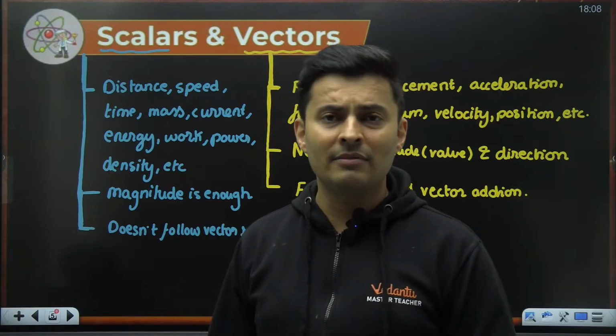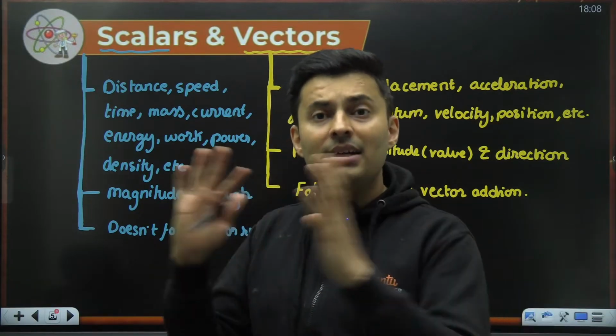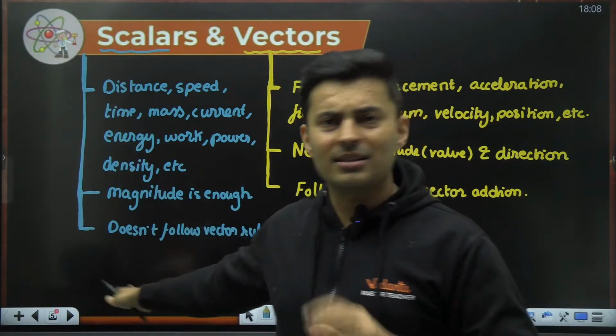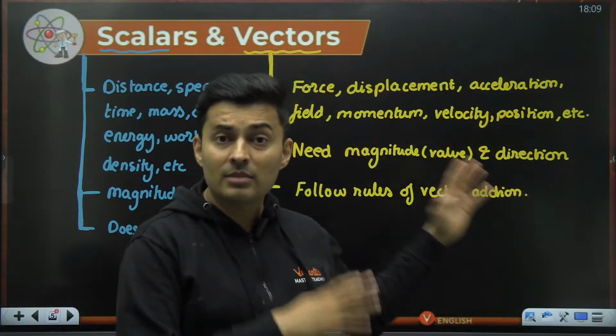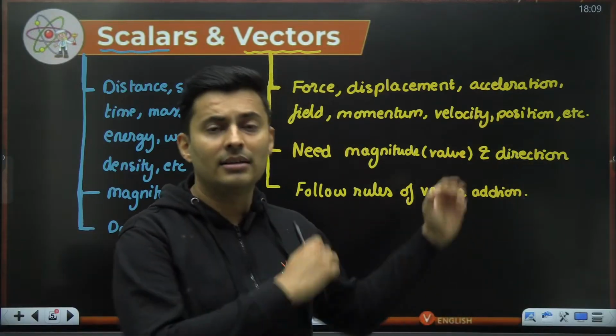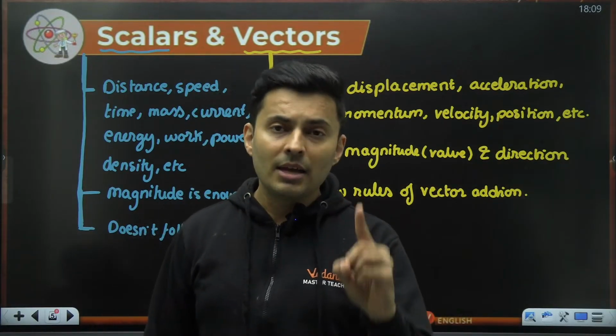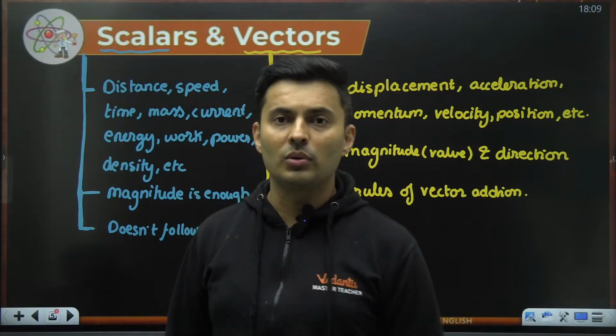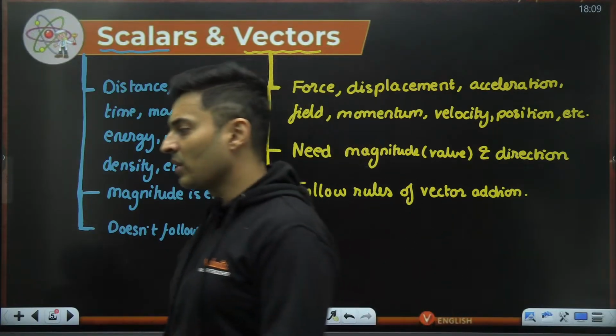So that is the reason why I'm saying vector rules are different, scalar rules are different. For scalars, direction is not important. For vectors, both magnitude and the directions are important, and they must follow the rules. Only then they qualify for vectors.